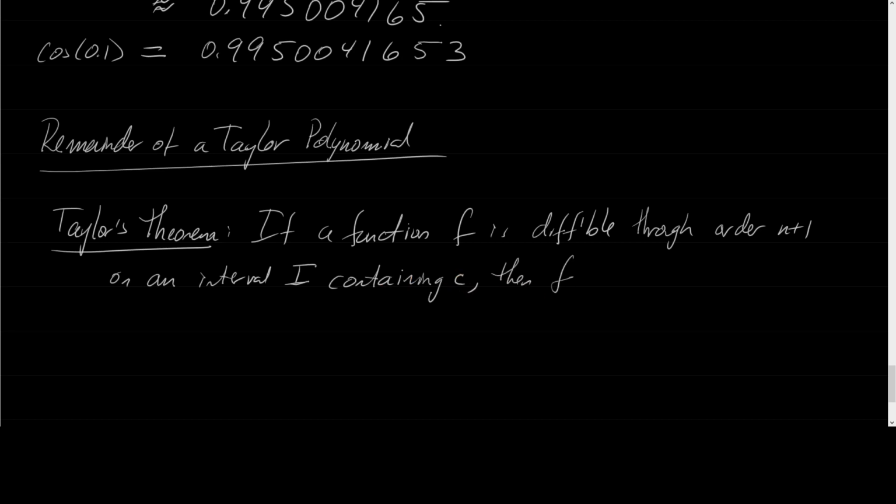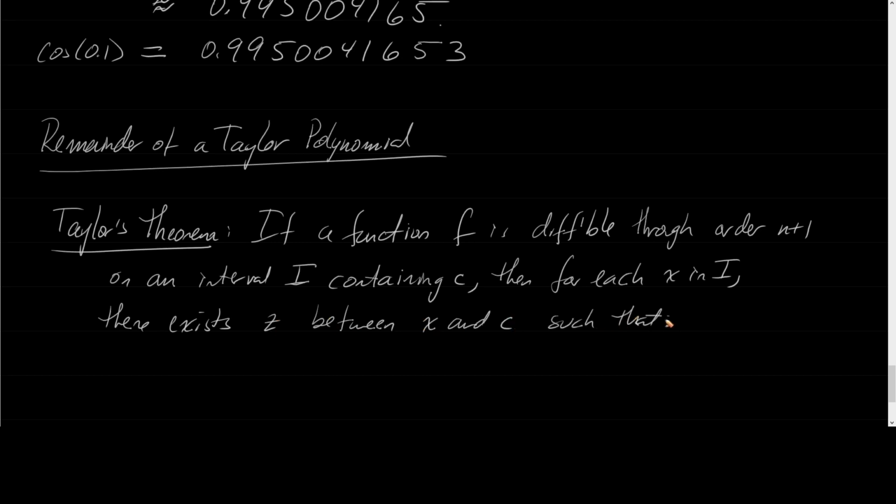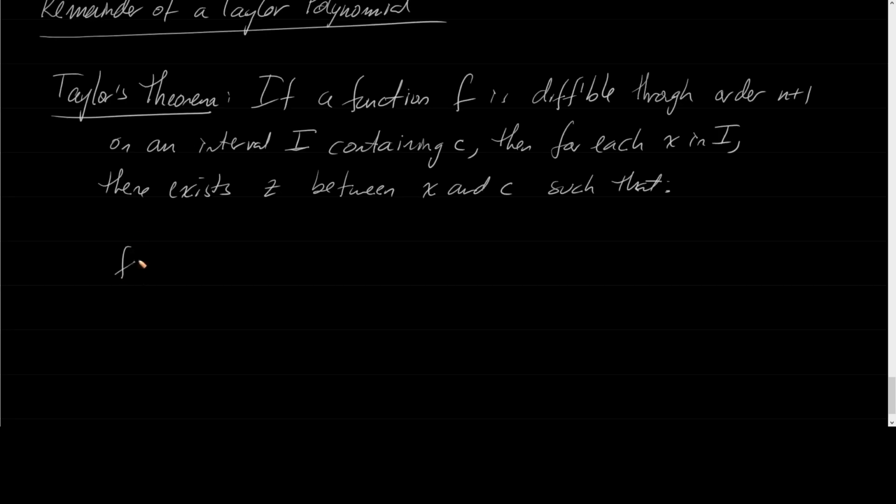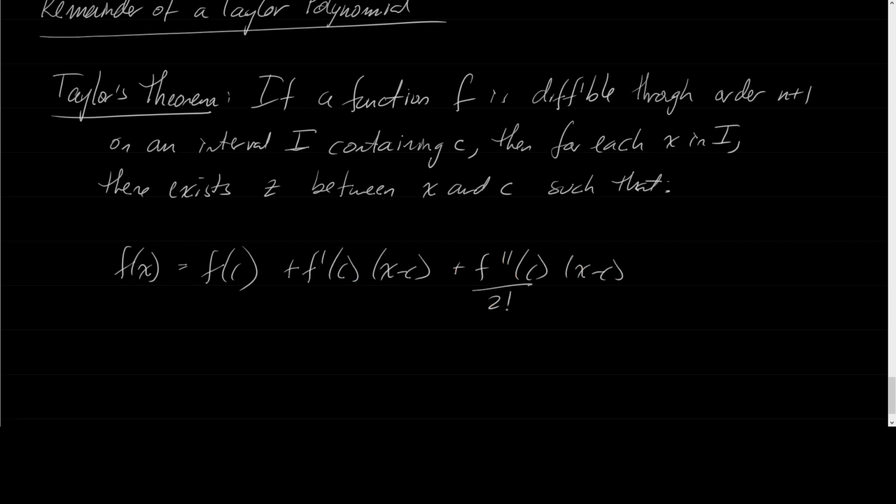then for each x in I, there exists some z between x and c such that f of x is equal to f of c plus f prime of c times x minus c plus f double prime of c over 2 factorial times x minus c squared.